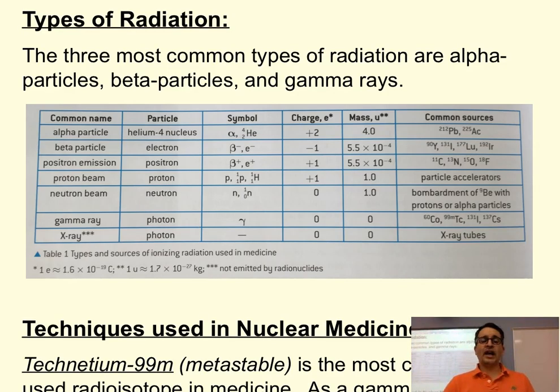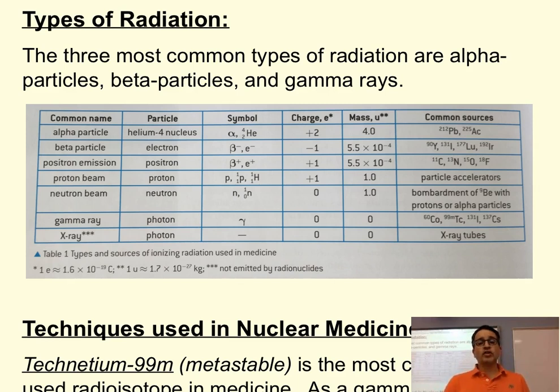Now let's talk a little bit about this image, taken from your book. The most common types of radiation are alpha, beta, and gamma, but there are other types of radiation. Positron, which is the antimatter particle, the pair for the electron, so it's positive but has the same mass as an electron. We can also emit neutrons, and we can emit protons.